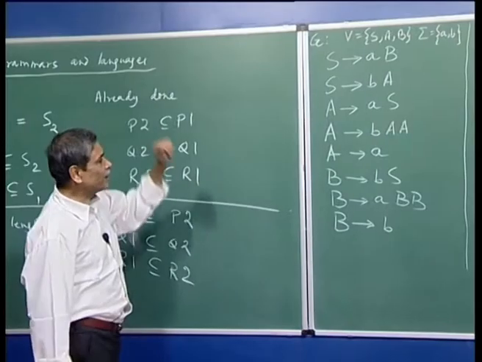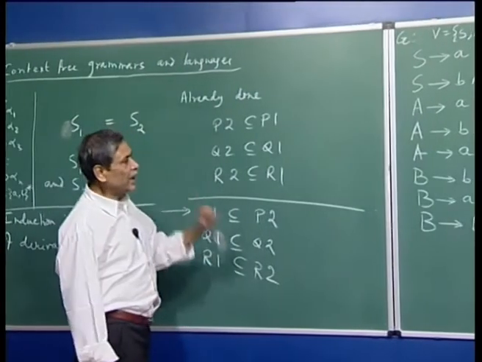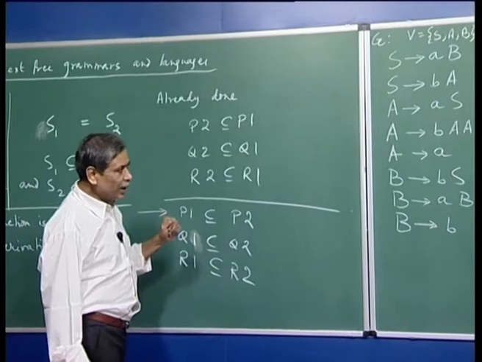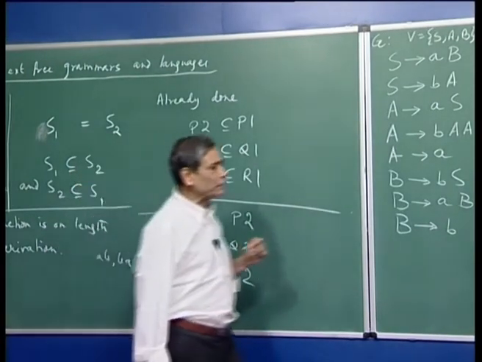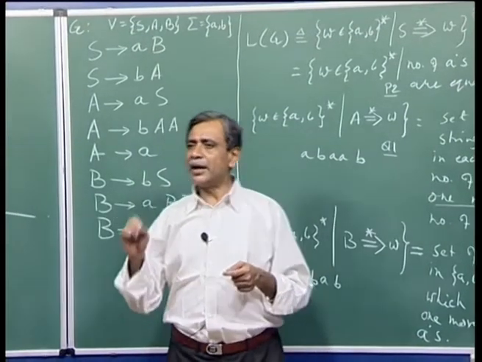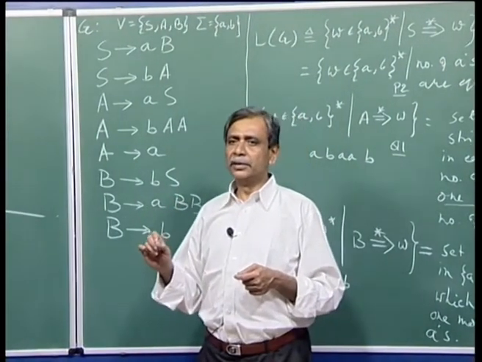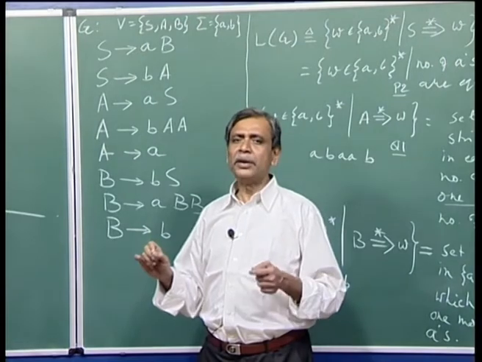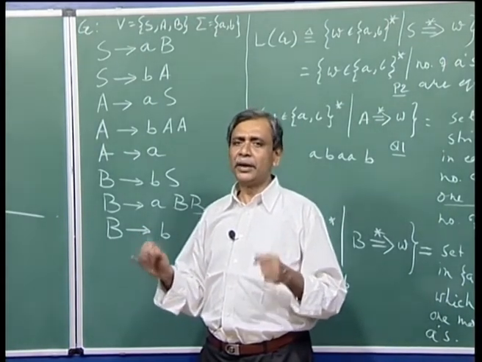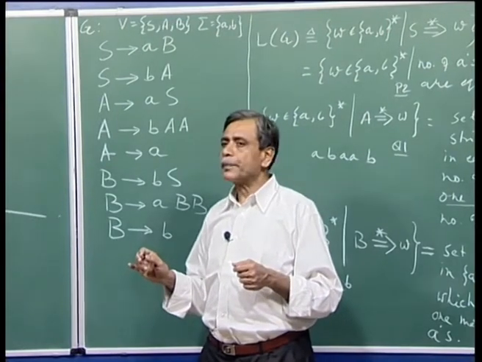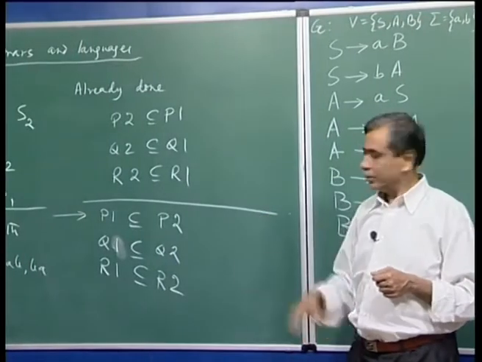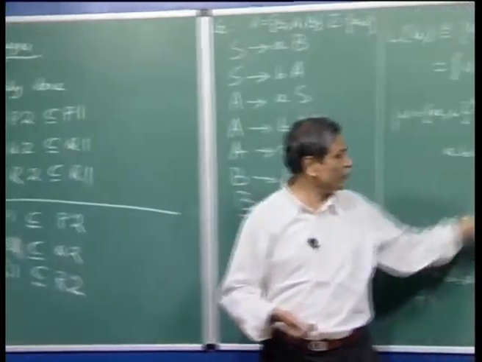So, let us say that the base we have handled, and now what is the assertion that I want to say? The induction hypothesis is that for all derivations whose lengths are k or less, these three properties will be satisfied. Which these properties are, of course, we have said here.